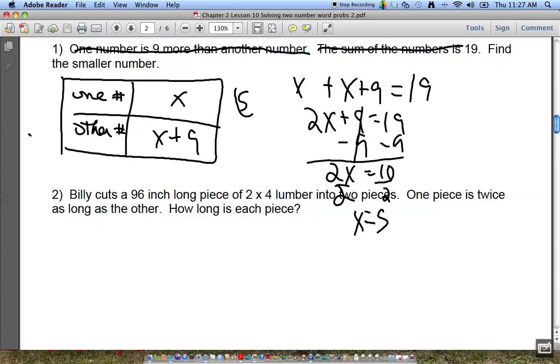Okay. 5, and then 5 plus 9 is? What's 5 plus 9? 14. And just to check it, by the way, does 5 and 14 add up to 19? Sweet. Okay.